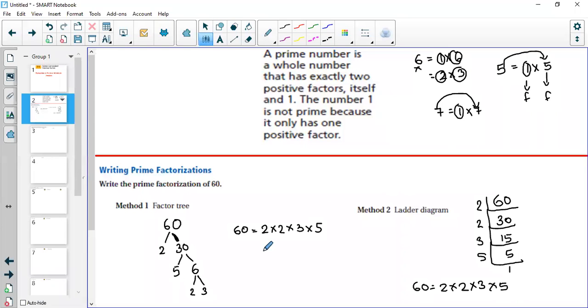Now, after the prime factorization, let's see how we can write this using the exponential form. So now you know that we have two 2's, which means I can write it in exponent form as 2 to the power of 2, because there are two 2's. Then multiplied by 3 multiplied by 5. This is how you use exponential form to write the prime factorization. Hopefully that part is clear for you.